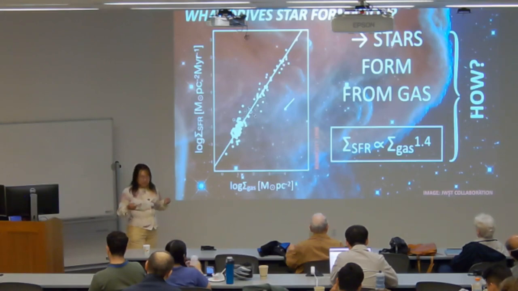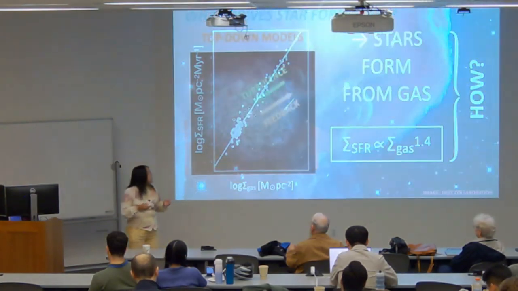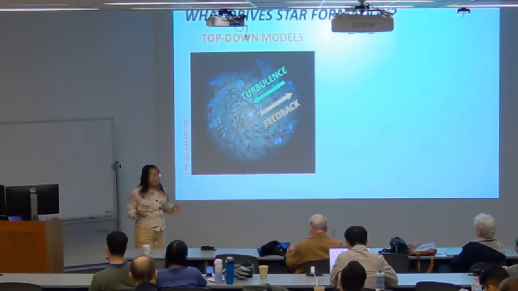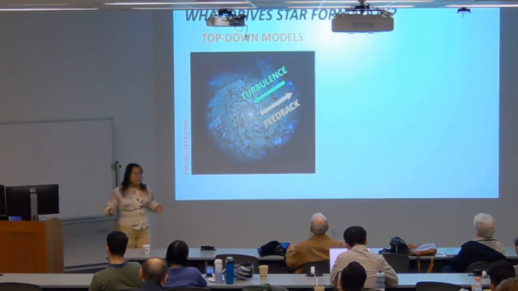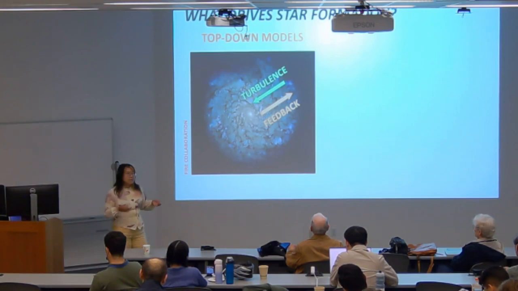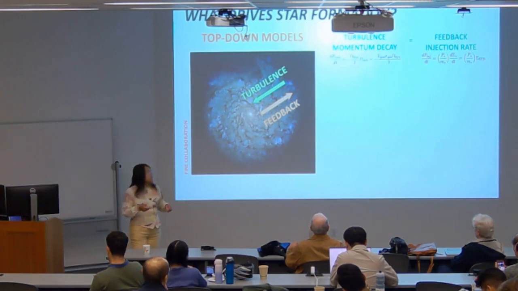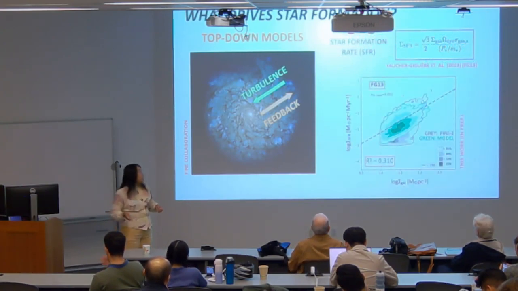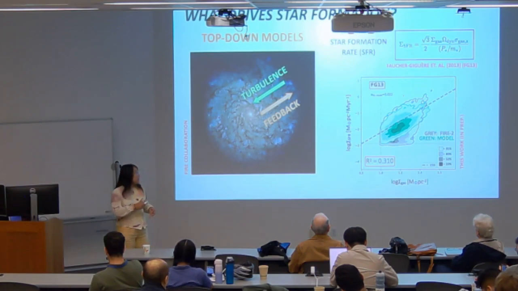So there are a couple of star formation models that we can analytically investigate. One kind of model is called a top-down model, equating some global properties of the galaxy. For example, we have a model that equates the turbulence, momentum decay, and the feedback injection rate. This is the Faucher-Giguère 13 model, which equates star formation rate to the column density of gas, velocity dispersion of gas, and the dynamical time.